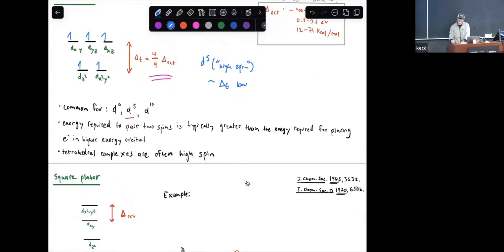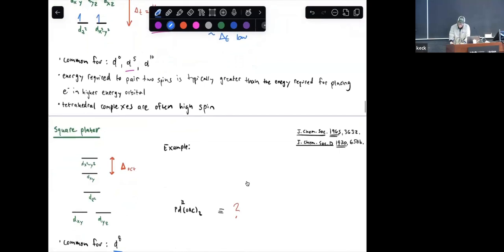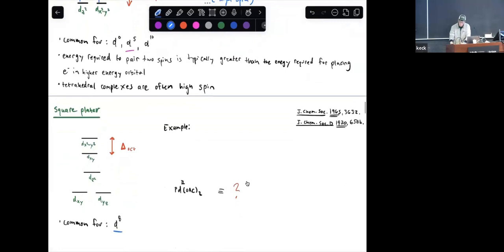And so again, there's this consideration of the energy required for pairing two spins versus the energy required for going to a higher energy orbital, competition between the Aufbau principle and Hund's rule, and which of those two considerations wins out is what determines whether something's high spin or low spin. Tetrahedral complexes are often, but not always, high spin.